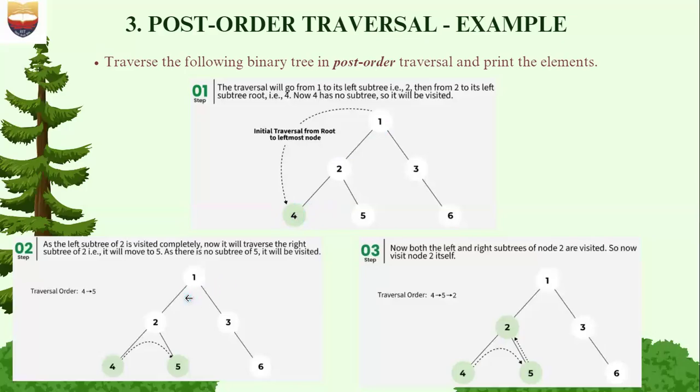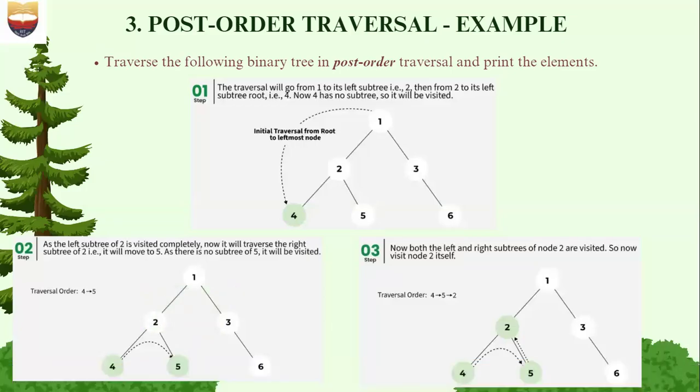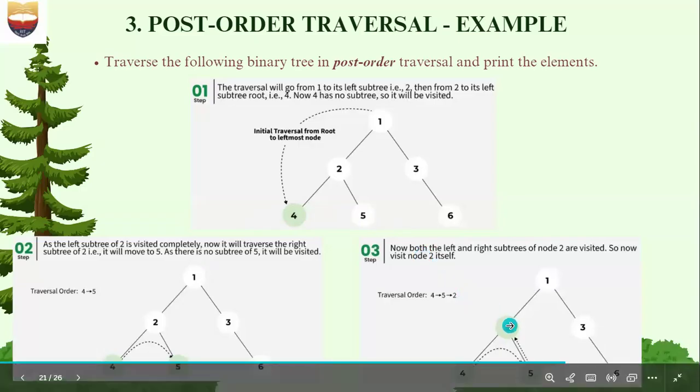In step 2, we have to visit the right child. That is, the second step is traversing the right subtree. Only after traversing the right subtree can we go to the parent node or root node, right? Therefore, here, after visiting 4, next we move to 5. And only after visiting 5, in step 3, we visit 2. At the end of step 3, we have visited 4, 5, 2.